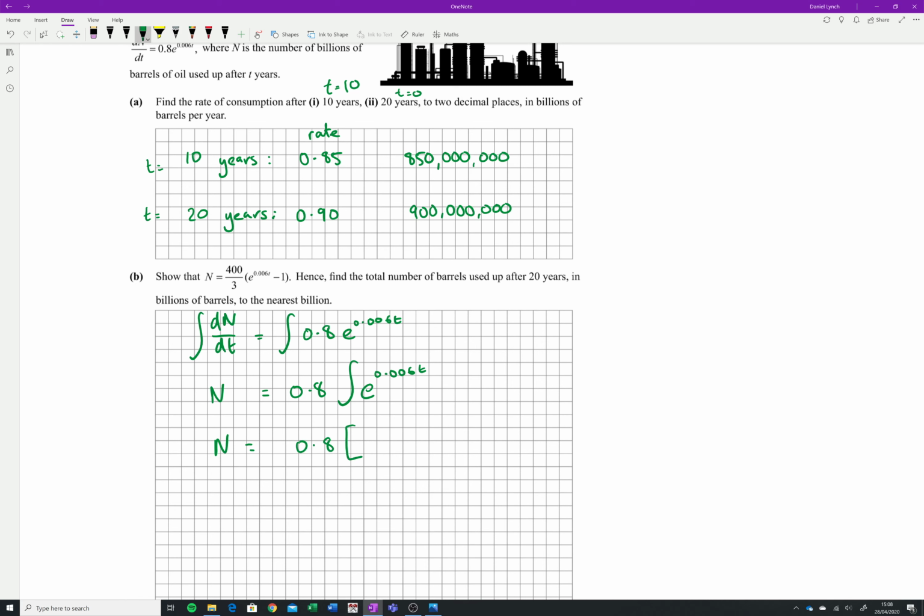Whenever you have an integration of e, like e to the 2t, what you should write down is e to the 2t again, and 1 over that thing differentiated. In this case it's a half. So here we have e to the 0.006t. You write that immediately back down again, and then you multiply by 1 over this thing differentiated, which is 0.006. Don't forget the plus c. It is important, and you will lose marks if you don't use it. So it's that amount plus c.